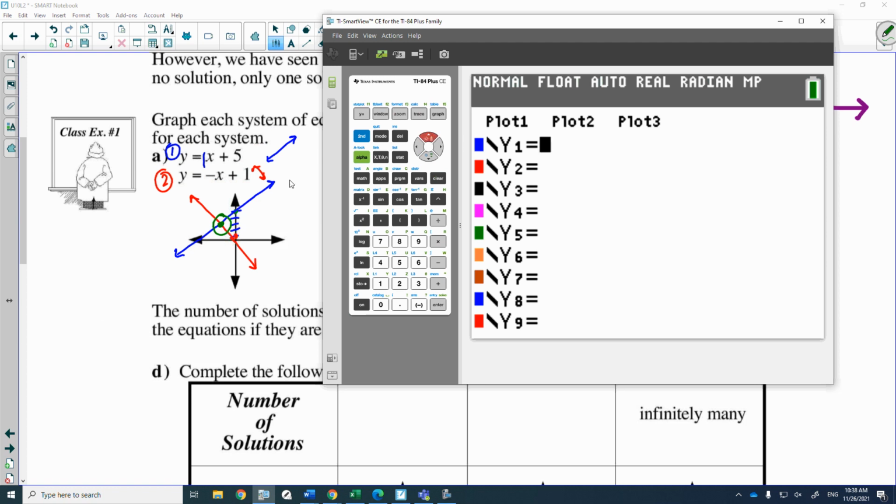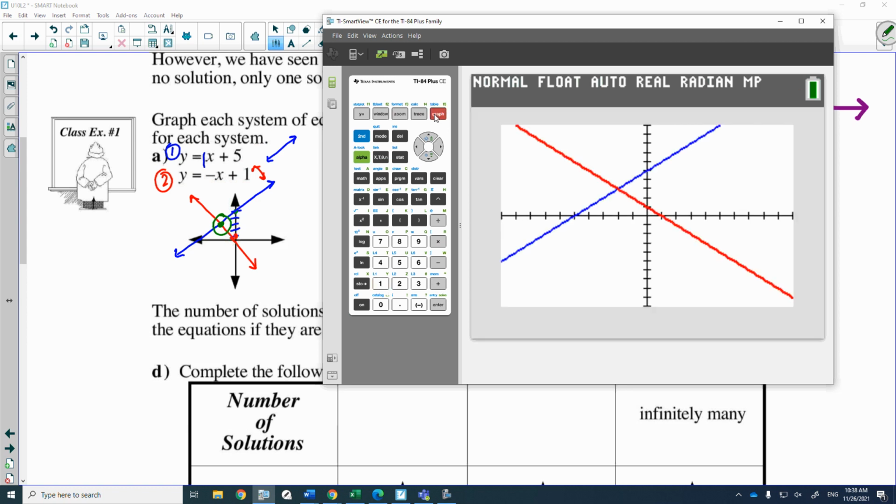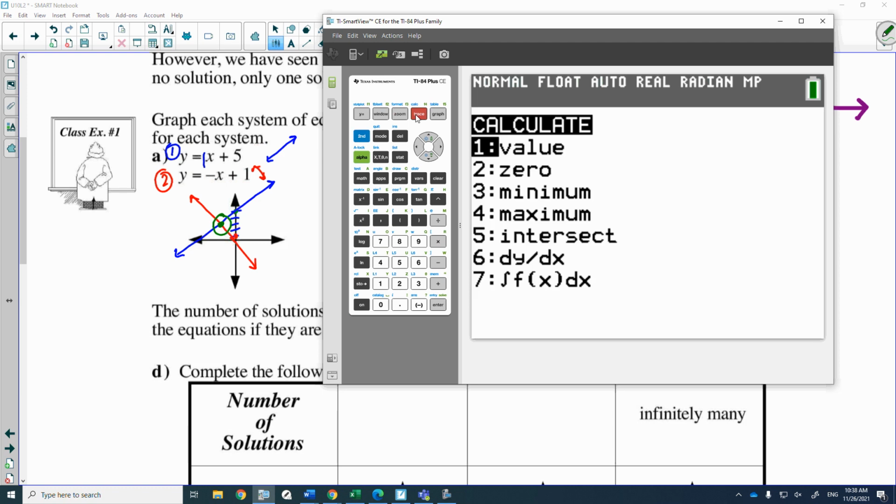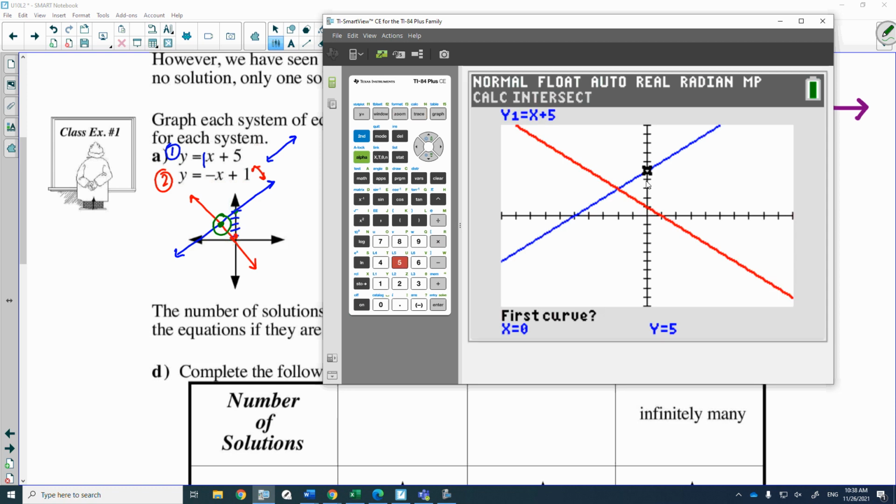And let's put that first system in, which is x plus 5. Then let's put the second system in y2, and that's going to be negative x plus 1. When you graph it, there would be your graph. We know that the solution to this system is where these two lines intersect. So how we found that was second function trace. We hit number 5 because we're looking for an intersect. And you bring your cursor close to the intersection. It could be right over top of it as long as it's close to it.